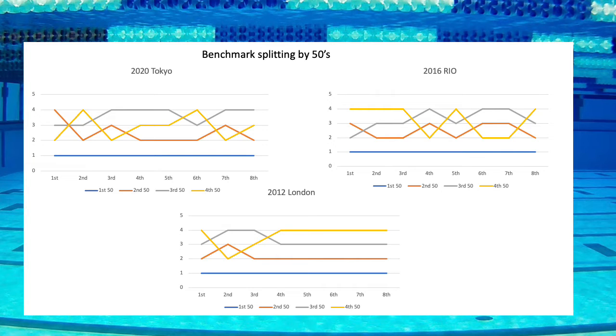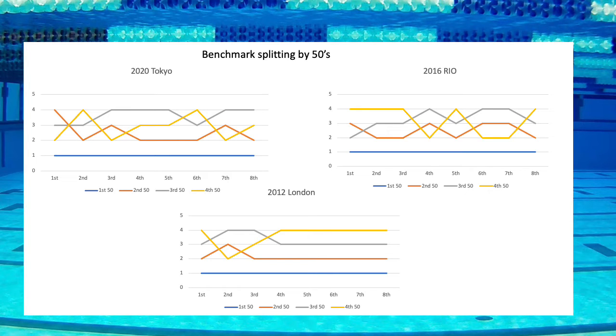the blue line is the first 50 for every single person. So that is by far the fastest. They're not fatigued, and they're pushing off a wall which has a wedge on it, and they can actually use their arms to push off the wall as well. So that by far is the fastest. There is no one out of the three Olympics that is faster on any other split other than the first one.